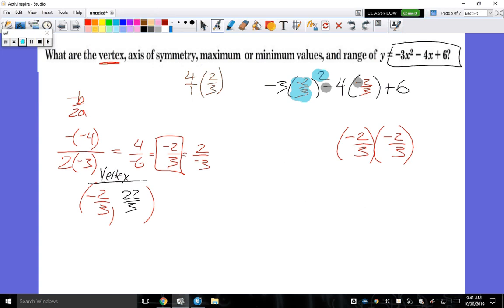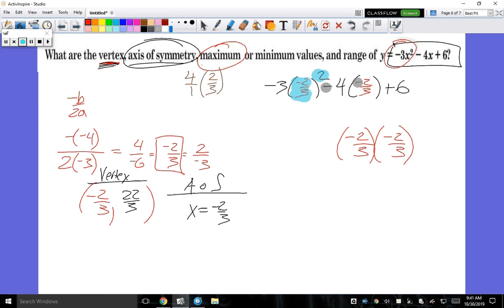All right, axis of symmetry. Anyone, what is it? Yep, x equals negative 2/3. That synthetic division actually helps you a lot. And yes, we will learn it. Maximum or minimum values. You tell me, is this going to have a max or a min? It's going to have a max, because it's facing what? Downward. Okay? So what is the max? Y equals 22 over 3. Learning this quickly. That's awesome.